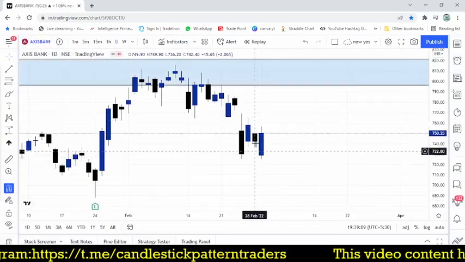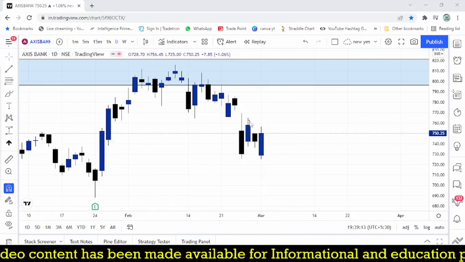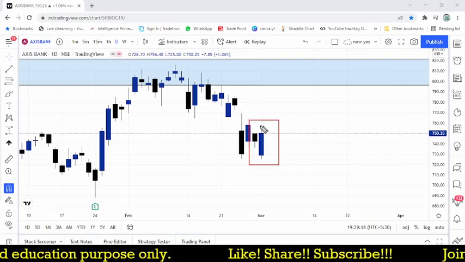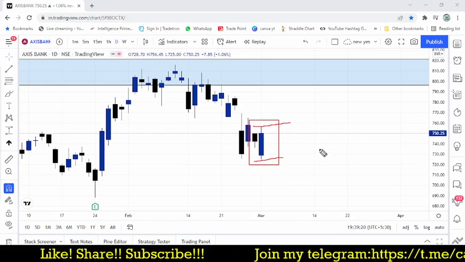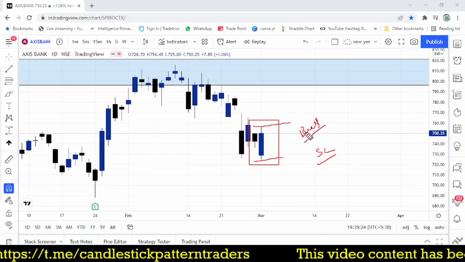So this is okay, good. Axis Bank is a piercing line candle, exactly present here at the piercing candle. So we can focus on a buy opportunity once the market breaks this high. We keep the stop loss here below. So this is a bullish signal. So we are going to take it for Axis Bank.